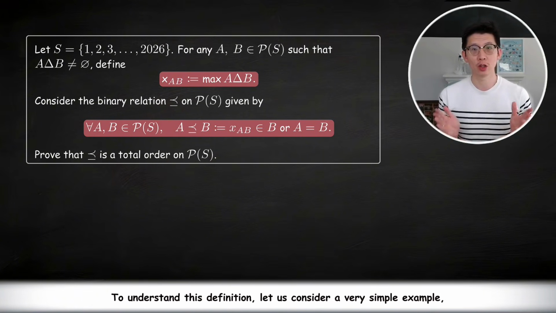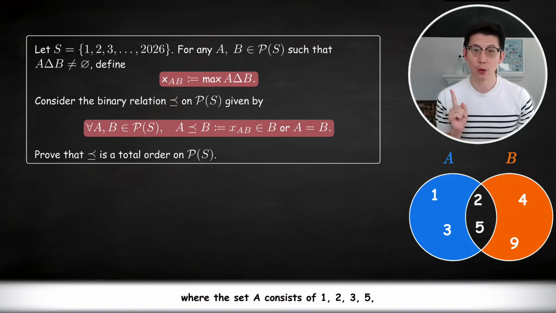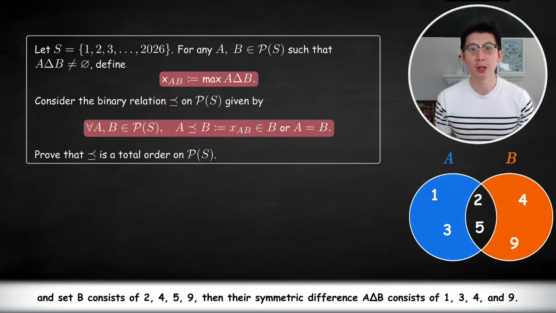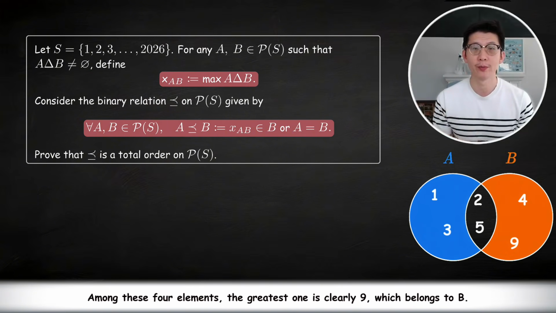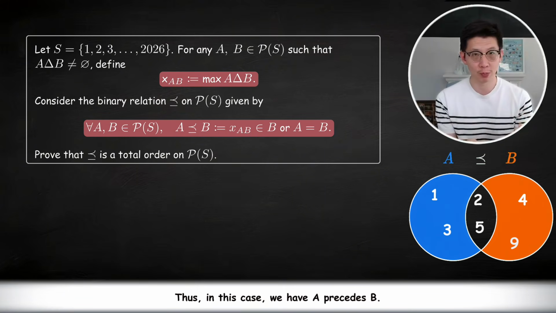To understand this definition, let us consider a very simple example where the set A consists of 1, 2, 3, 5, and set B consists of 2, 4, 5, 9. Then their symmetric difference A delta B consists of 1, 3, 4, and 9. Among these four elements, the greatest one is clearly 9, which belongs to B. Thus, in this case, we have A precedes B.